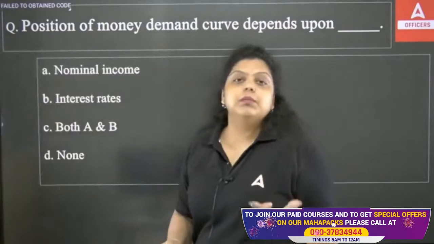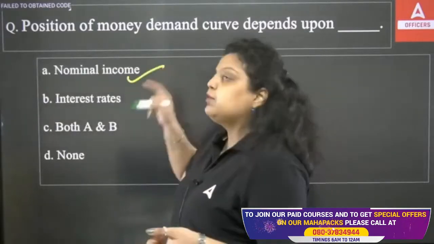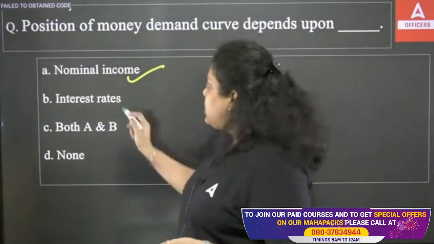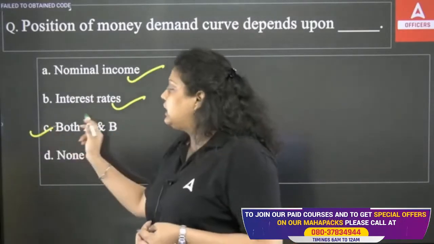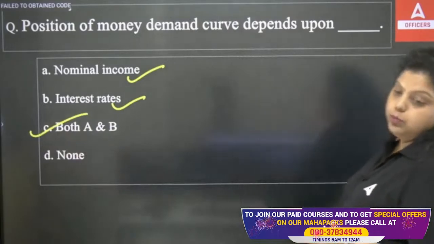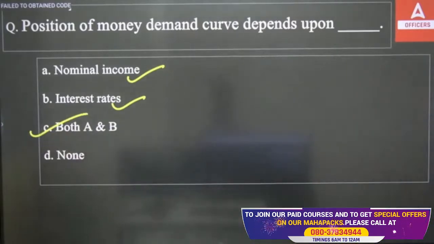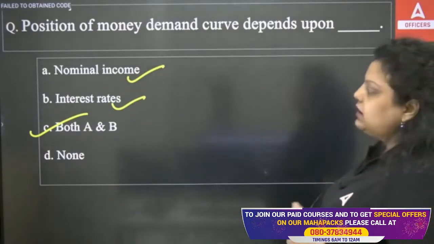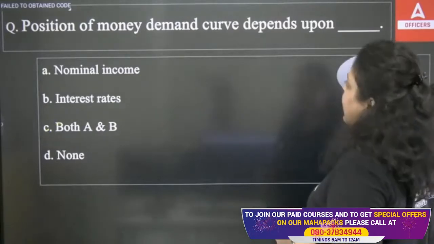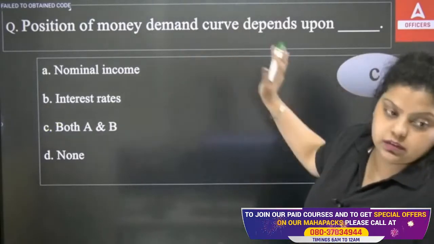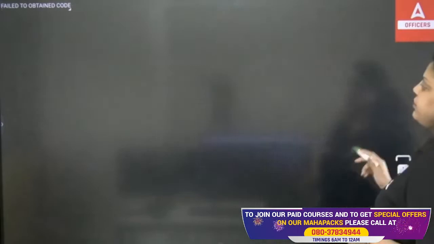You are talking about the money demand curve. National income is definitely going to impact your money demand curve. Your interest rate is definitely going to impact your demand curve. So, the right answer will be both A and B. National income, or I can say the nominal income of the country, and your interest rate, they both are going to impact the position of the money demand curve. Okay, so the right answer will be the C option.